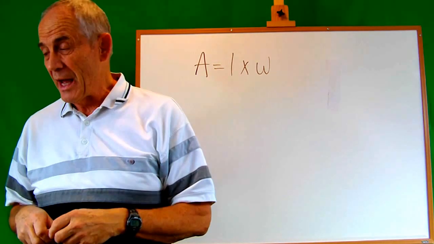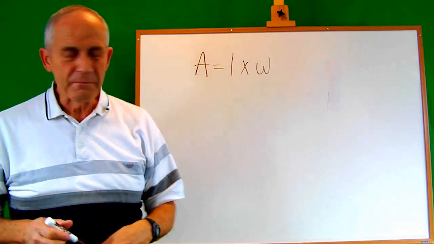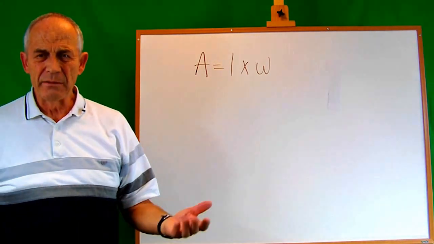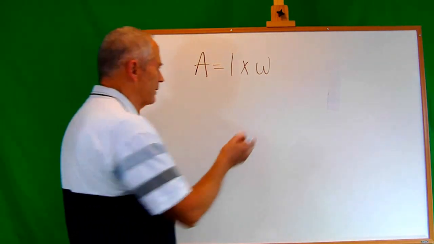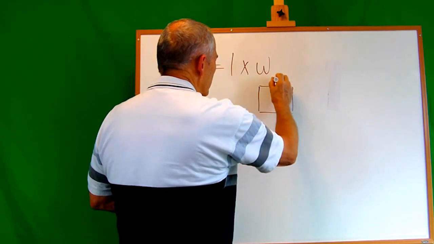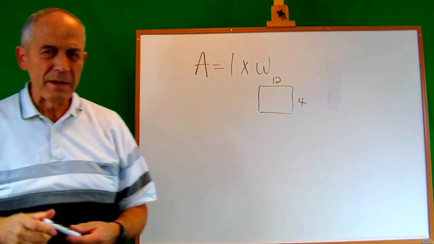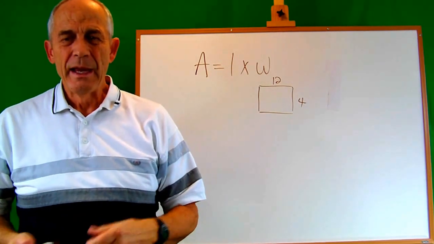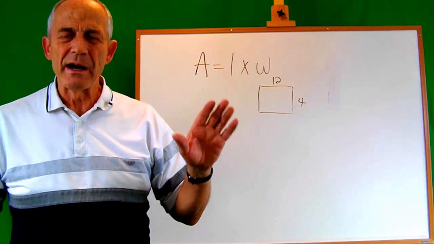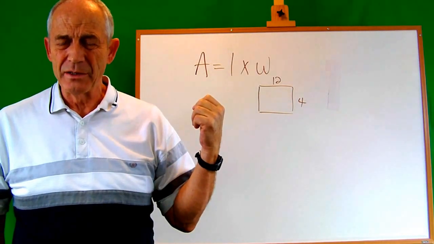And that means we're going to have some information. So if I have, for example, I tell you I've got this rectangle, and say the rectangle is 12 by 4. Now I've got some actual numbers, and I can find the area of a rectangle with these dimensions.